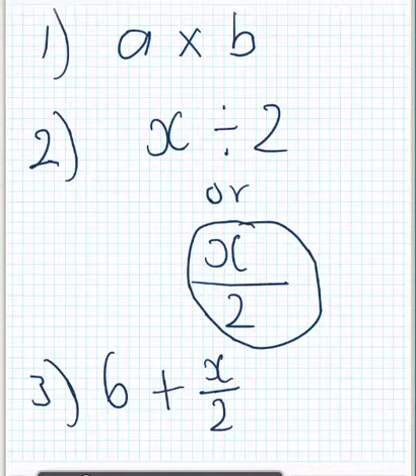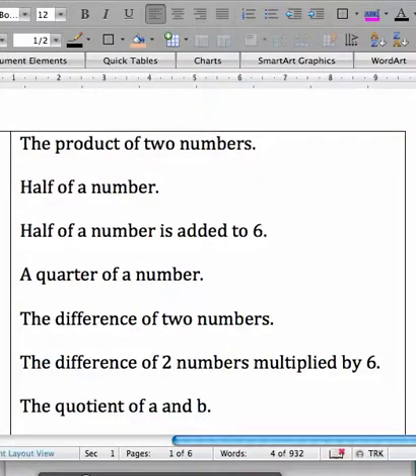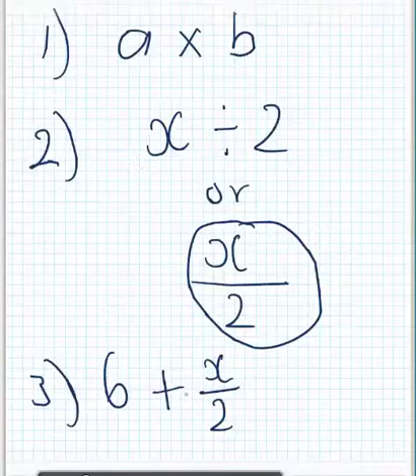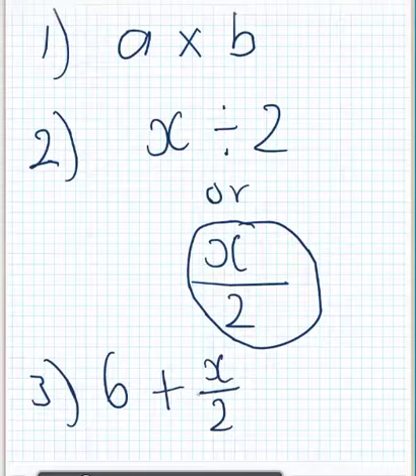So look at it again. Half a number is added to 6. So 6 was there first, and we add half to it, or half a number. All right, let's do the next one.